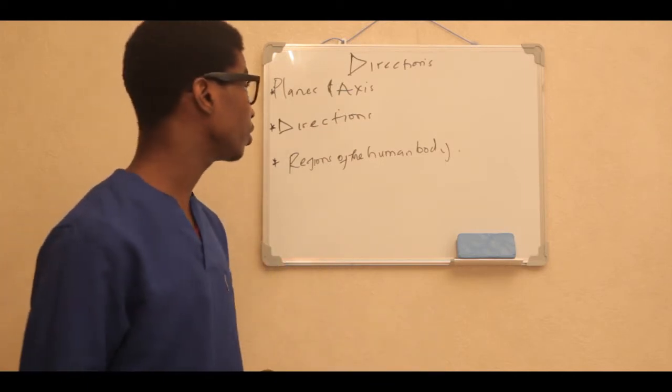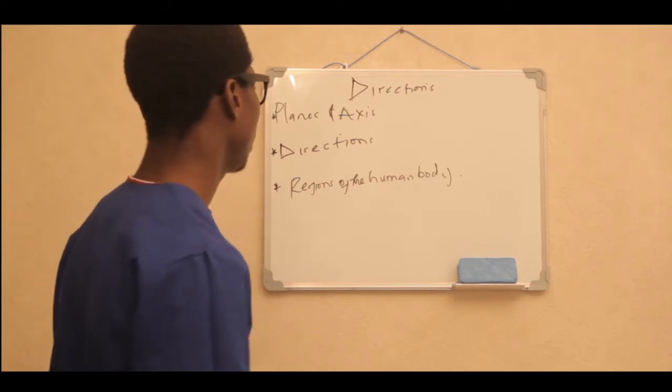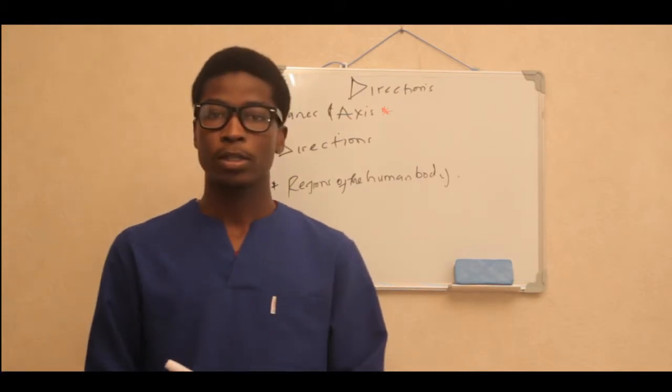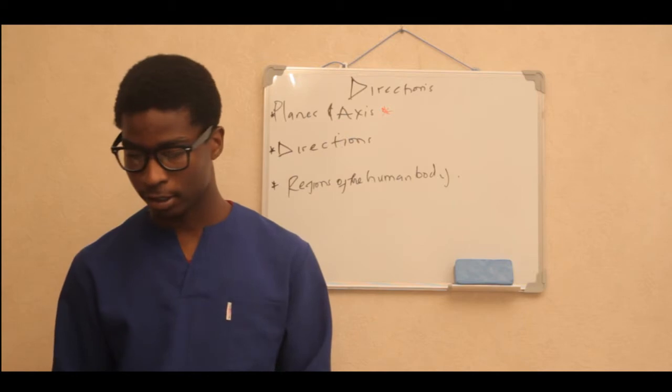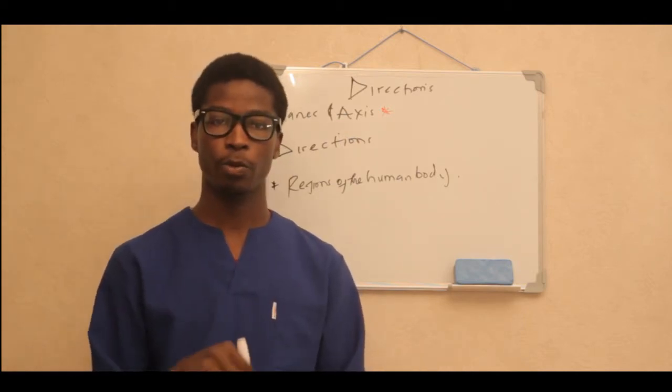And first, I'll be treating these three things: planes and axes, directions, and the regions of the human body. But I'd like to start with planes and axes. What is a plane? A plane is just a flat surface that divides into two parts, not necessarily equal, while an axis is just a straight line in which an object rotates.